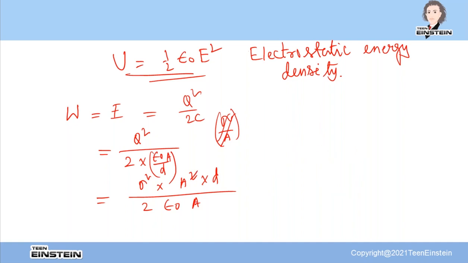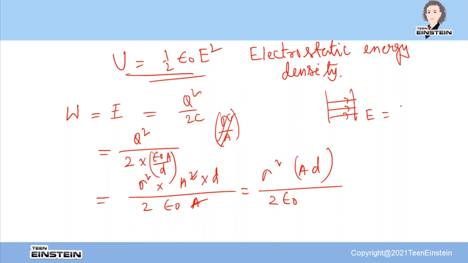Now we have to replace sigma with the electric field. In the parallel plate capacitor, the uniform electric field set up between the two plates is E is equal to sigma by epsilon naught. This is the electric field inside the two plates, where sigma is the charge density of the plates.